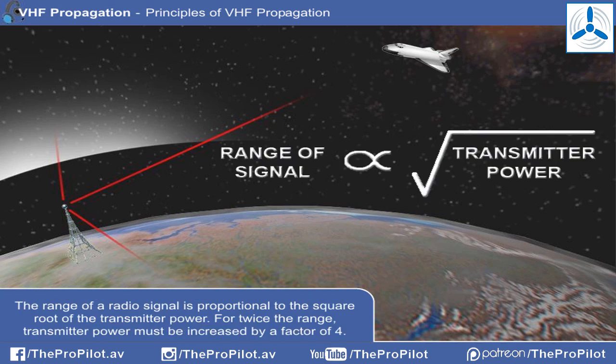The range of a radio emission depends on transmitter power. The range is proportional to the square root of the power. In other words, if the range is to be double, the transmitter power must be quadrupled.